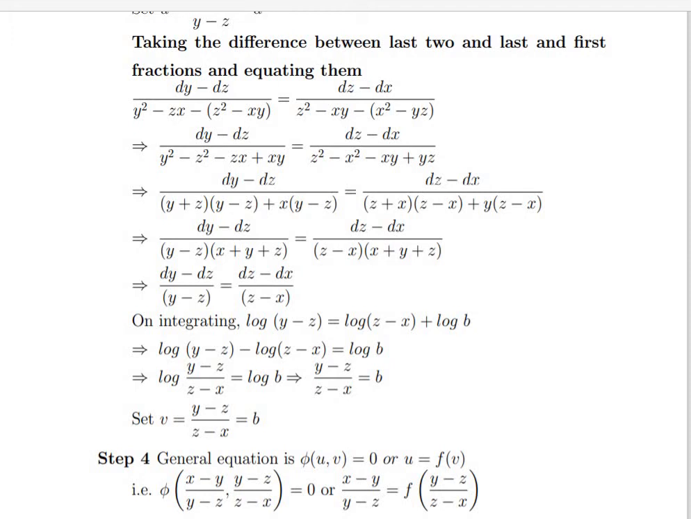That is, log of y minus z minus log of z minus x equal to log b. Now simplifying and removing the log from both sides, we get y minus z by z minus x equal to b, and we will set that as v. So our general solution will become phi of x minus y by y minus z, comma y minus z by z minus x equal to 0, or x minus y by y minus z equal to f of y minus z by z minus x.